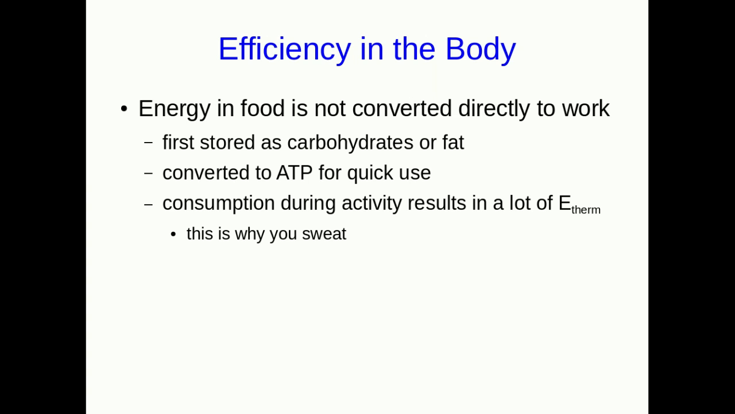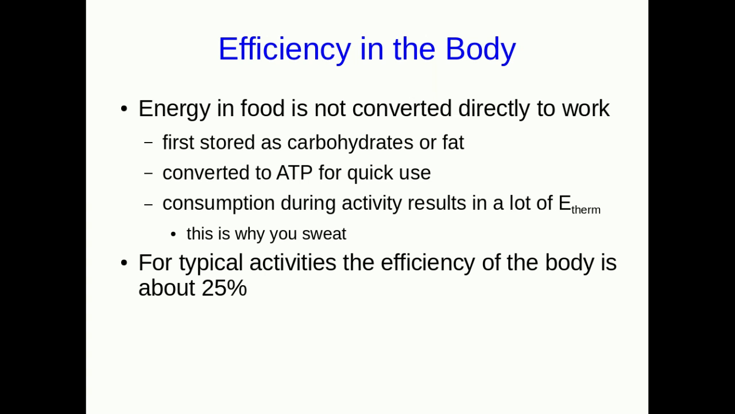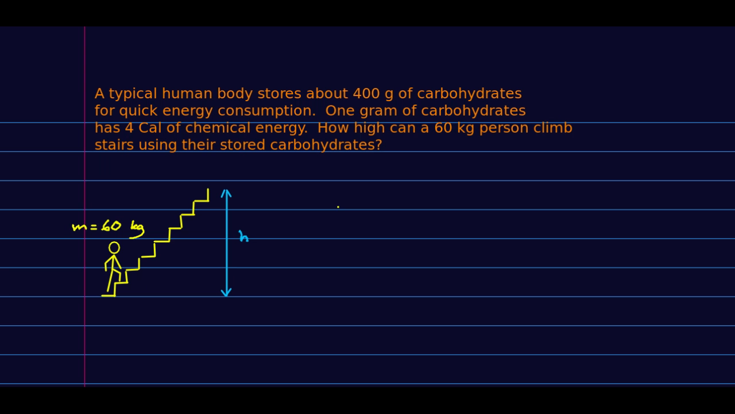There's inefficiency in these chemical processes, and so there's a lot of thermal energy as well as the work that you actually want. Pretty typically, the efficiency of the body is around 25%, depending on the activity. It can vary between 20 or 30% or so. I'm sure it can be lower. It's probably never very much higher than that. So the efficiency, which is the actual work done divided by the chemical energy consumed, is typically around 25%. So let's use this to estimate something. Let's figure out how high a typical person, say 60 kilograms, can climb using stored carbohydrates.